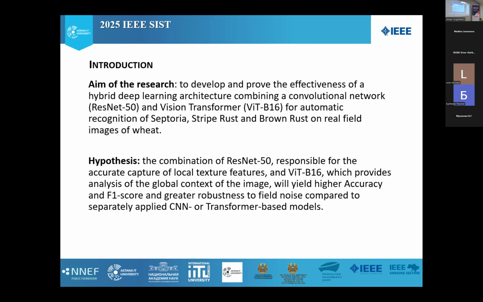By combining ResNet50, which captures small patterns in detail, with ViT-B16, which captures relationships at the whole image level, we form a hybrid architecture that combines the advantages of both approaches. We anticipate that this hybrid model will outperform both classical CNNs and pure vision transformers in terms of accuracy and reliability in wheat disease diagnosis.